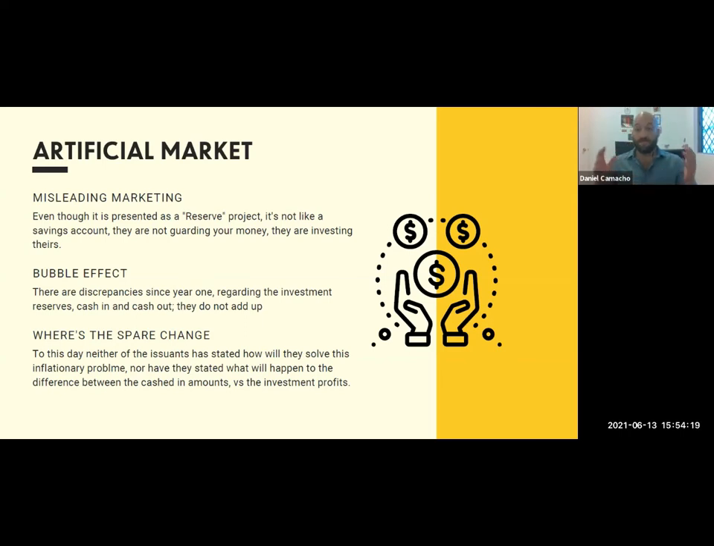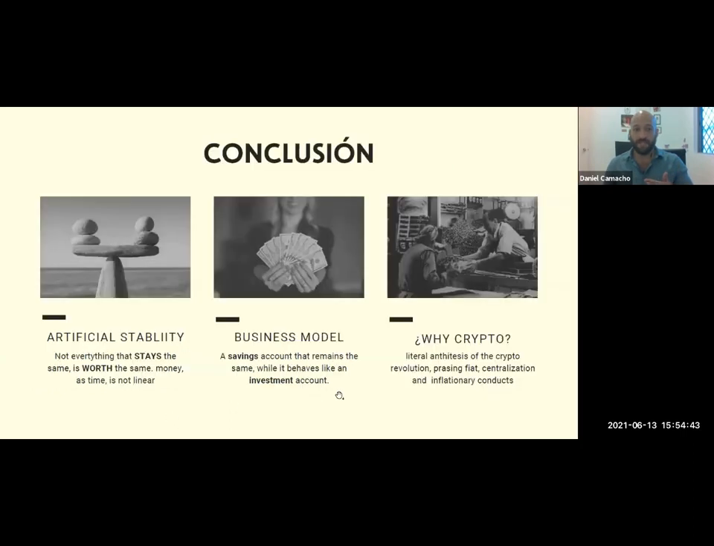We could see we have different kinds of stablecoins solving this problem through algorithmic processes, through burning and selling said currencies in order to maintain the supply value for it to stay as stable as possible, because remember, they are stablecoins. They are intended to have the same value through time. But we have to understand that as a conclusion, this is the main one. That's why I wanted to connect it. It's an artificial stability. And that's important because remember, not everything that stays the same is worth the same. Money as time is not linear, okay?